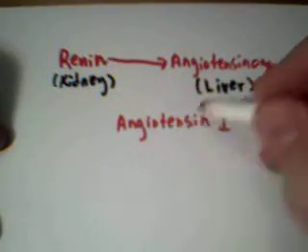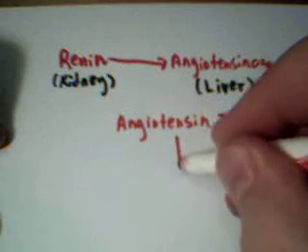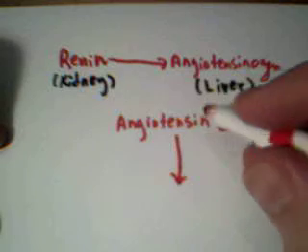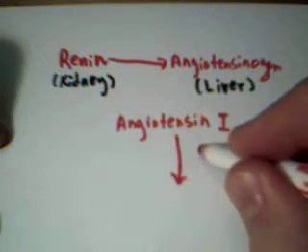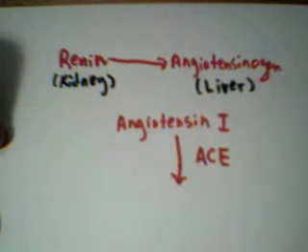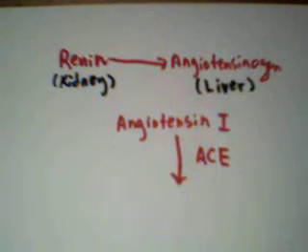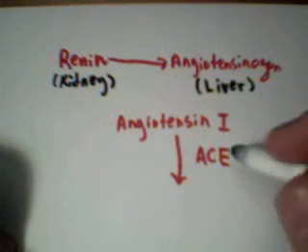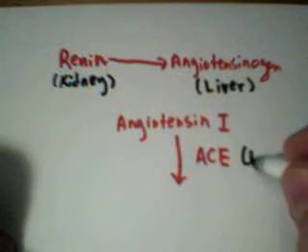Now, angiotensin 1 is going to travel through the circulatory system and through the lung capillaries. And in the lung, there is an enzyme called ACE. ACE stands for angiotensin converting enzyme. Again, it's found in the lungs.